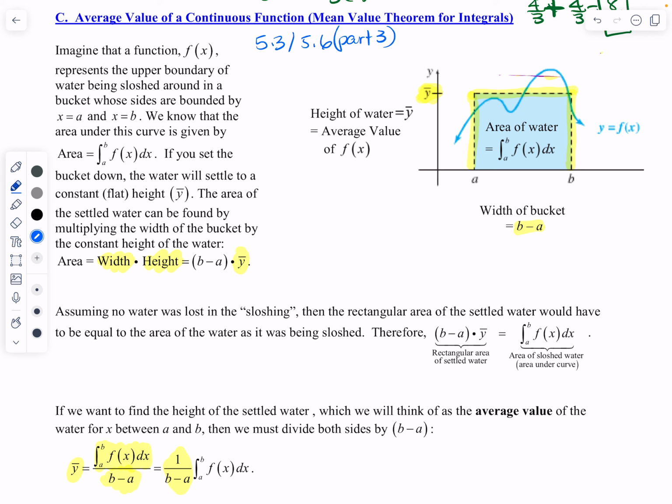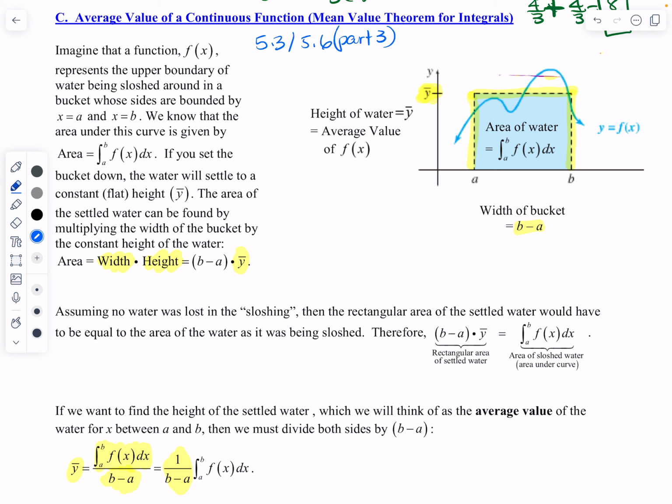We know that the area under this curve is given by the integration from a to b of f of x dx. If you set the bucket down, the water will settle to a constant flat height, which is the average height, which is y bar. The area of the settled water can be found by multiplying the width of the bucket by the constant height of the water. So area equals width, which is b minus a, that's how wide the bucket is, times the height, which is y bar.